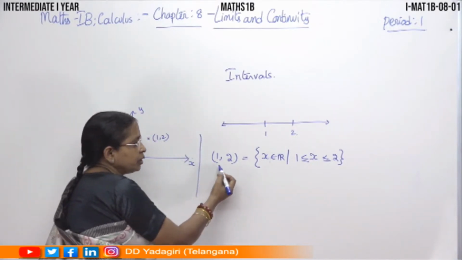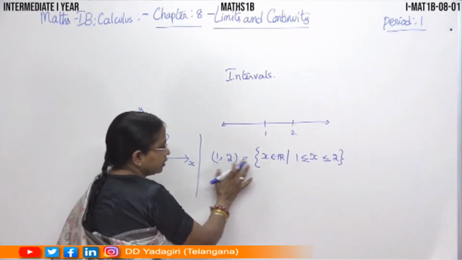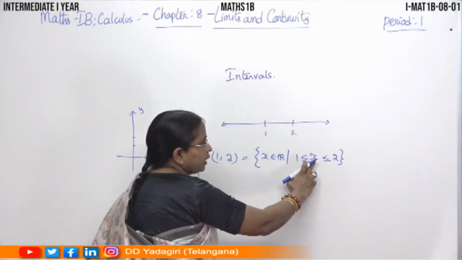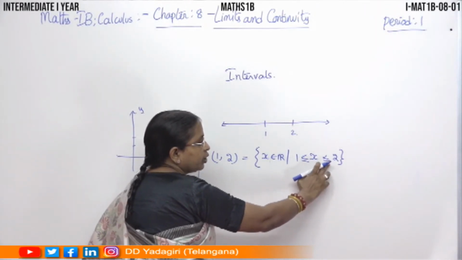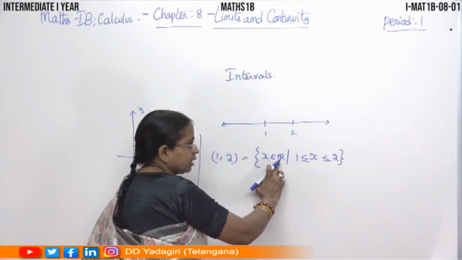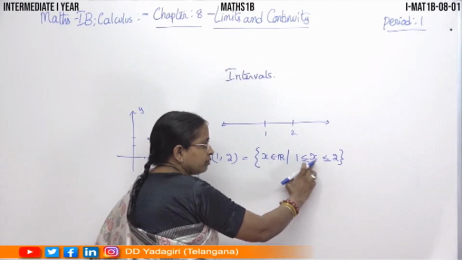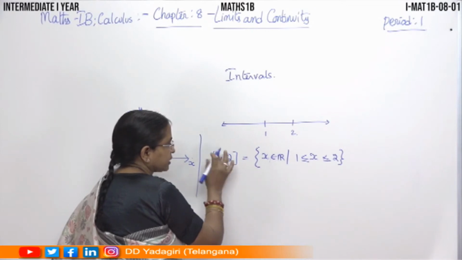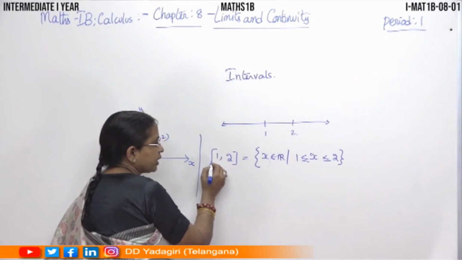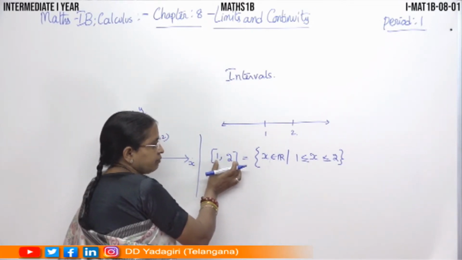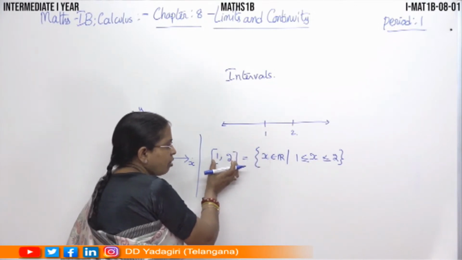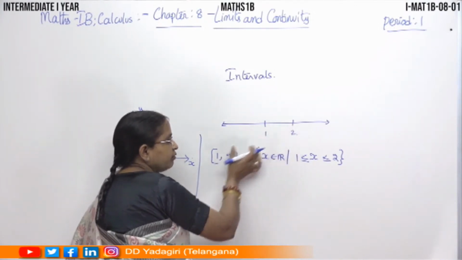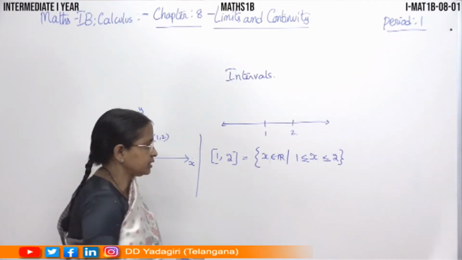Now here, x lies between 1 and 2, or x is a real number and x is equal to 1, x is also equal to 2. In that case, I should write closed brackets. These are called closed brackets. So the closed interval [1, 2] means all real numbers lying between 1 and 2, including 1 and 2. It is an infinite set.